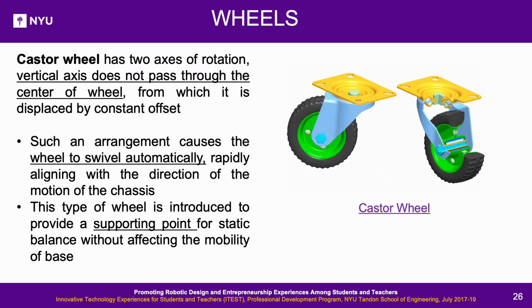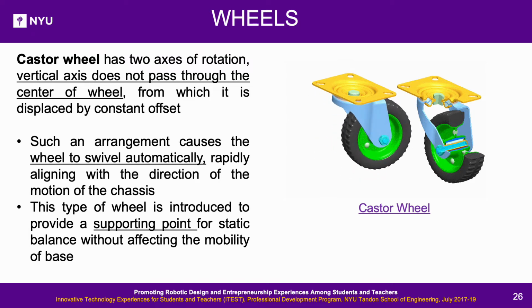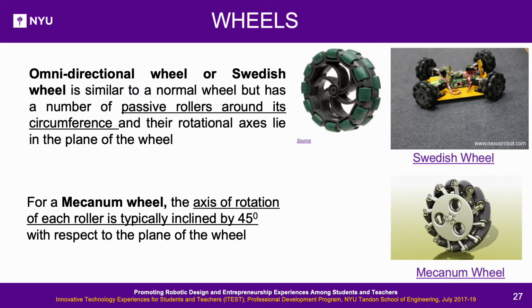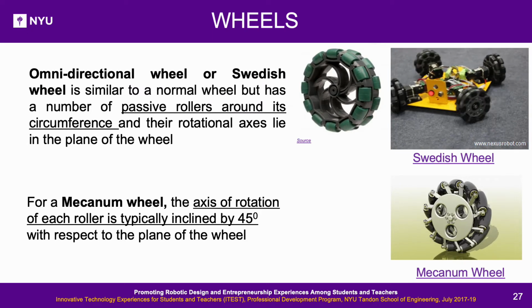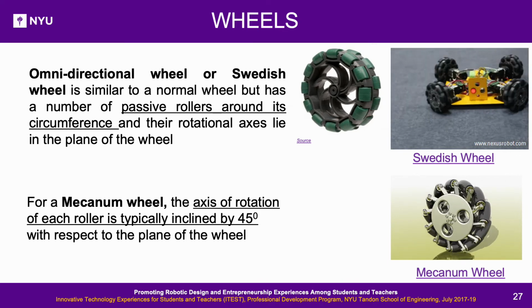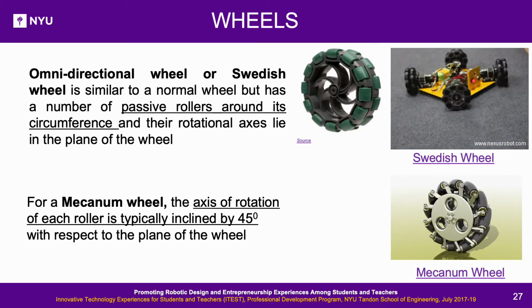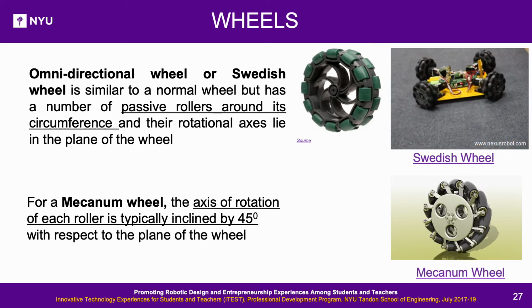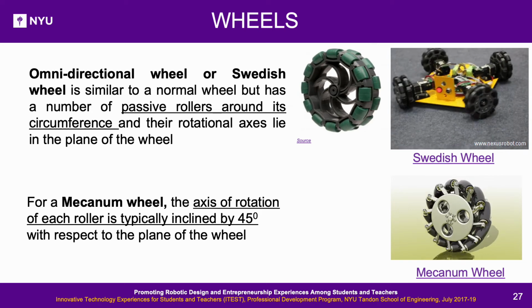Office chairs are one of the most common applications of caster wheels. There are various other types of wheels, some of the popular ones being the omnidirectional wheel and the mecanum wheel. Omnidirectional wheel or Swedish wheel is similar to a normal wheel but has a number of passive rollers around its circumference and their rotational axes lie in the plane of the wheel.